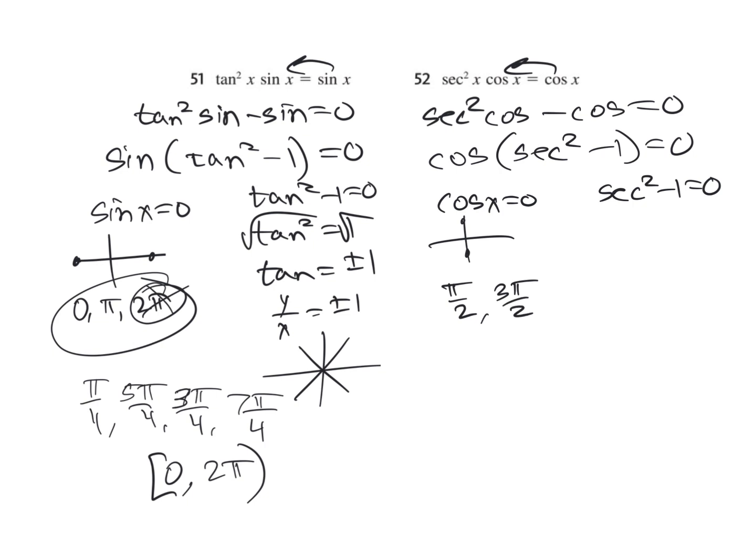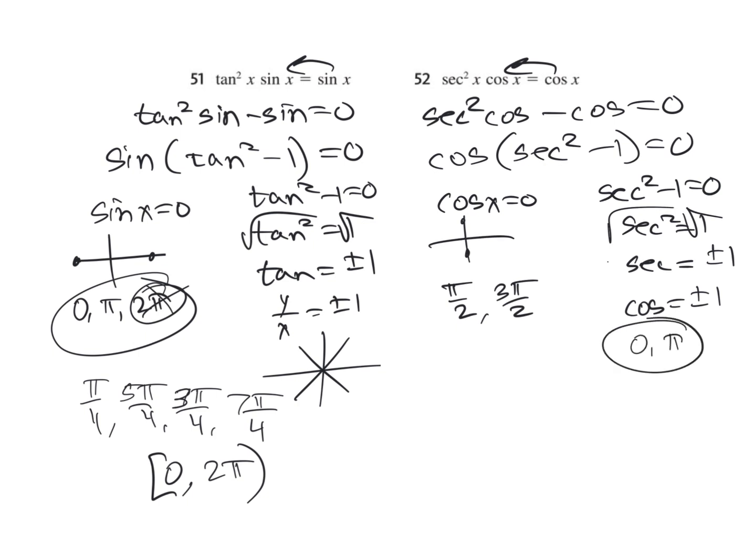Okay, and then we have to look at the secant squared minus 1. Now secant squared minus 1, add 1, secant squared equals 1. So the secant is equal to plus or minus 1. So if you take the reciprocal, you're still at plus or minus 1. So where is the cosine plus or minus 1? That would be at 0 and pi.